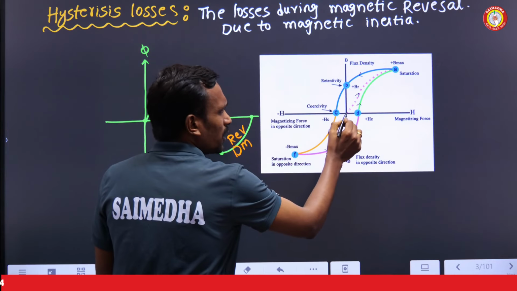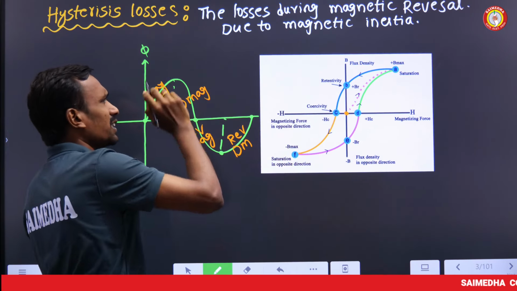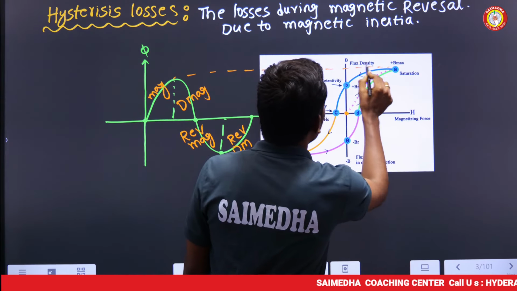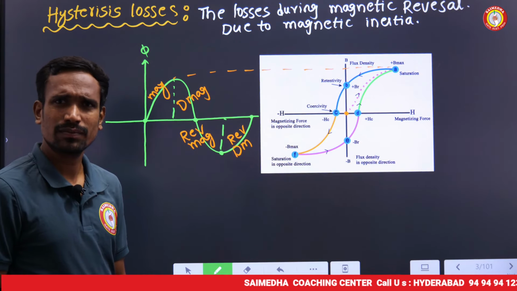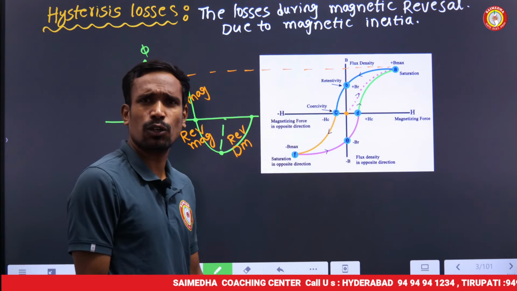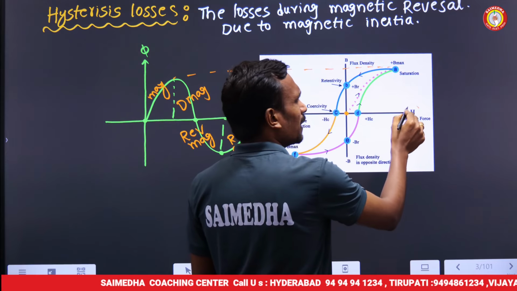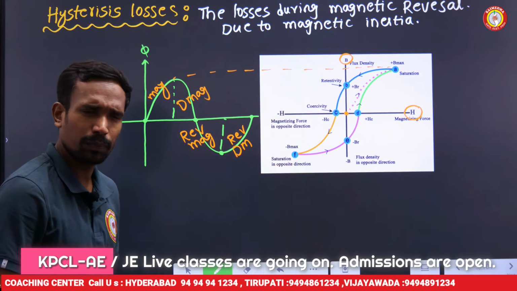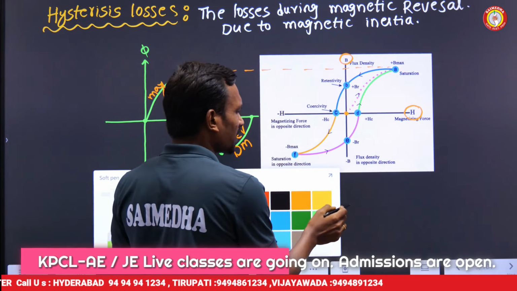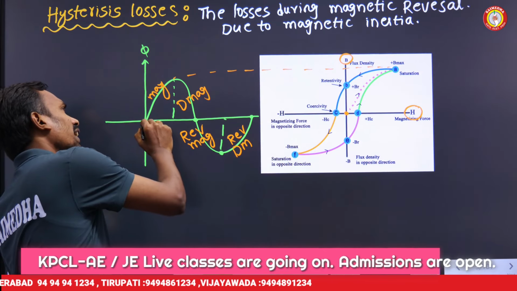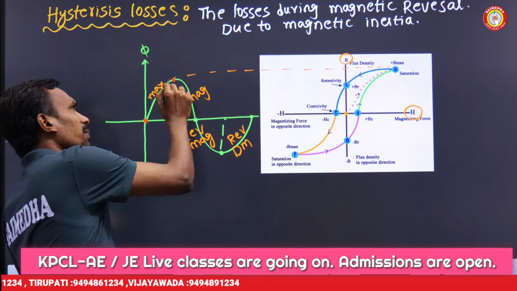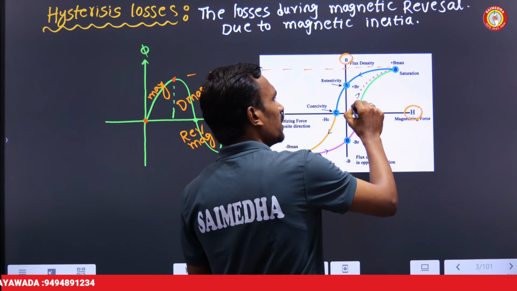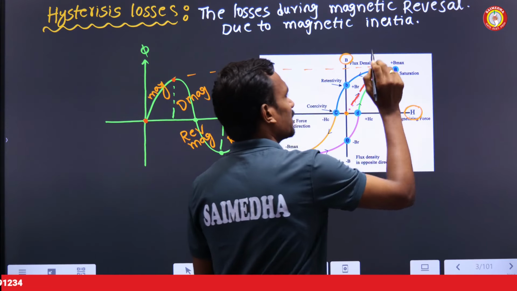When the magnetization takes place, initially up to saturation, the magnetic flux density also increases. This is called the hysteresis loop, which is nothing but the BH loop. Let's have a look at this hysteresis loop. Initially, from 0 to maximum is called magnetization; the magnetization takes place here.